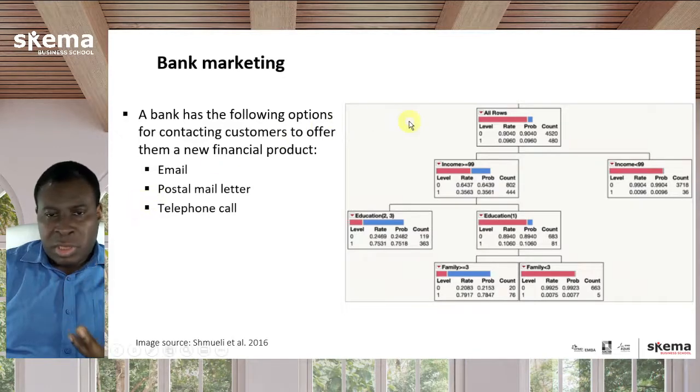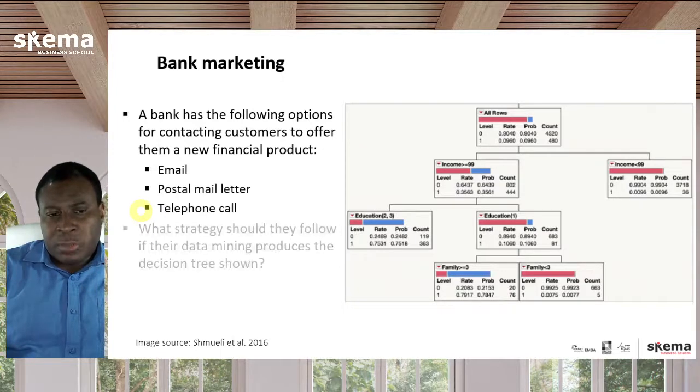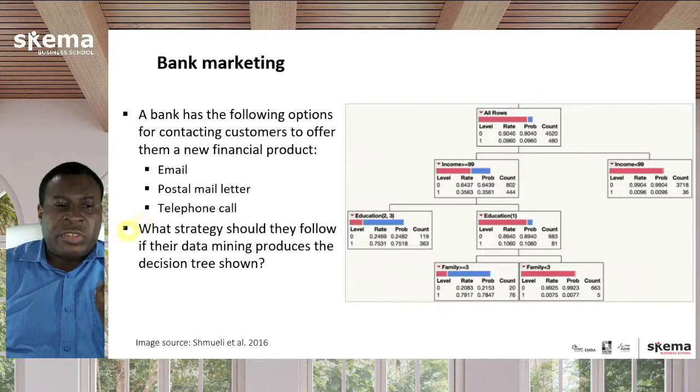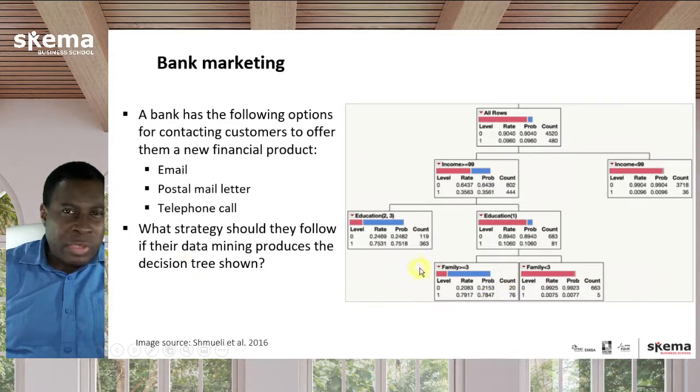And this organization does an analysis, maybe with a classification decision tree, to identify which kinds of customers have responded positively in the past or not. And with this information, what strategy should the organization follow with a decision tree like this? So in this, very briefly, you have some customers with high income, some with high or low education, some with large or small families. When you have results like this, what strategy ultimately should you follow?